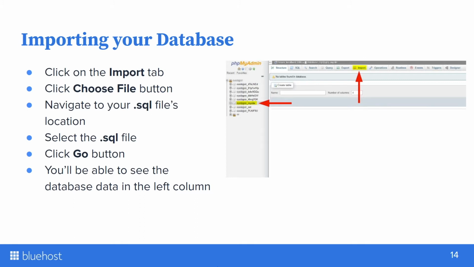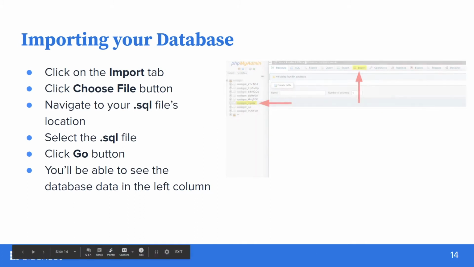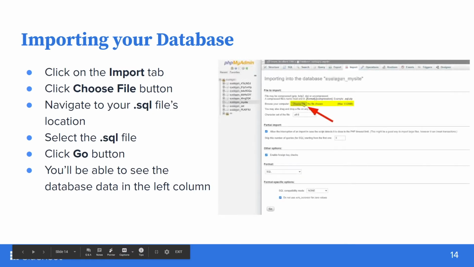What you'll want to look for, towards the top center of the screen, is the import button. It'll say import. You can see my second red arrow points directly at it. You'll click on import and it'll load your screen into what it looks like here on my screenshot.